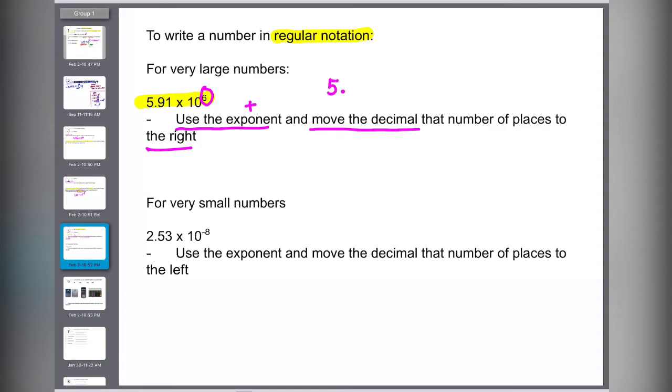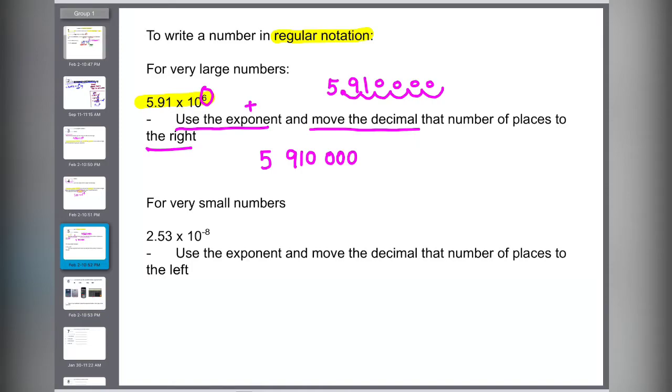So I have 5.91 to start off with, but I need to move it with 6 places. So I'm going to take my original decimal place. I'm going to swing it to the right hand side 6 times. So 1, 2, 3, 4, 5, 6. See this whole bunch of spaces? Those are where I put in the 0. So I am going to write my final answer as 5910000.